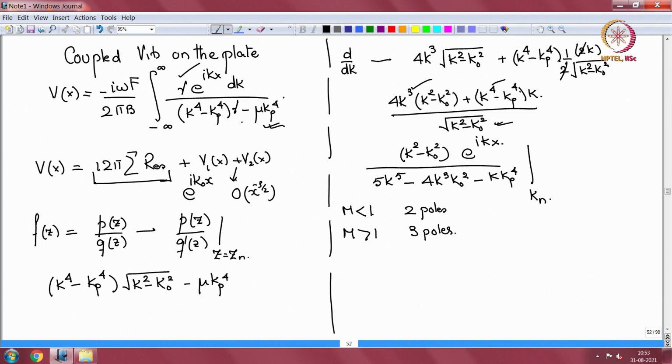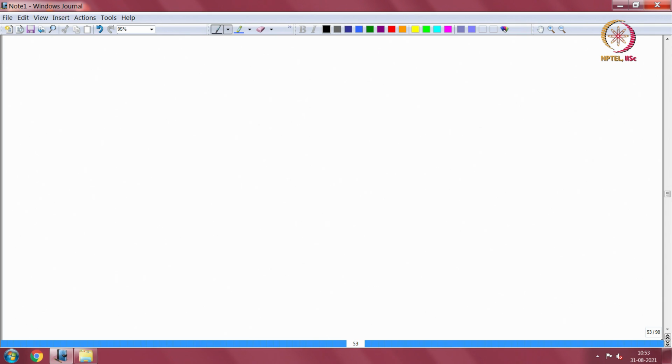Now let's look at m less than 1. Consider m less than 1. So the root near k_p, the correction happens to be k is equal to k_p plus epsilon k_p by 4m square root of 1 minus m squared.